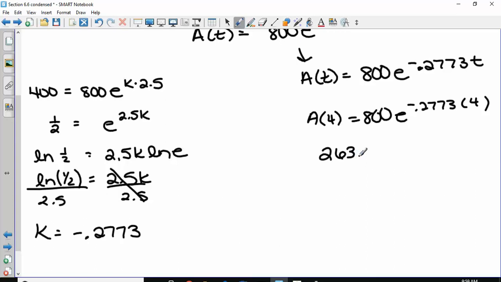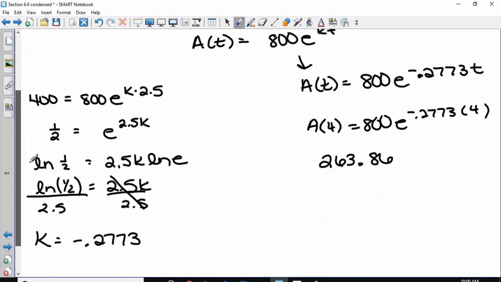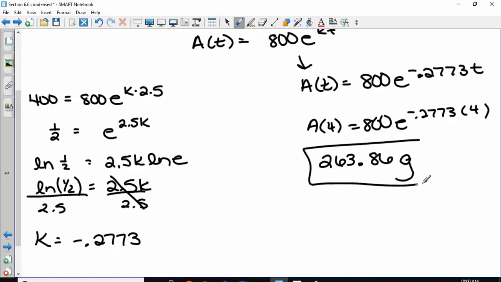So we had 263.86 grams. So basically, as time goes on, this is decaying. We have less of it over time. So 4 years later, we're down to only 263 grams.